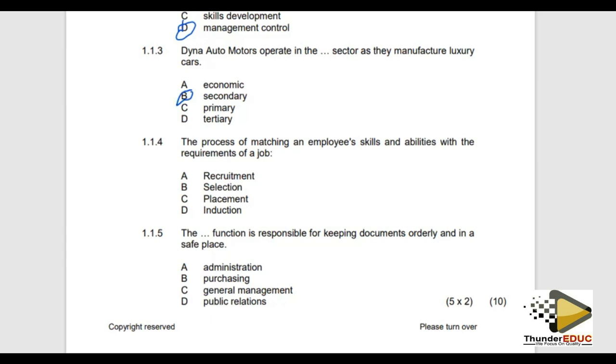So now, moving on to the next question, 1.1.4. It reads as follows: the process of matching an employee's skills and abilities with the requirements of a job. The options given are A, recruitment, B, selection, C, placement, and D, induction. Recruitment is when a company is looking for a new candidate to fill the gap. When looking for a new candidate, there are different platforms where a company can advertise such an opportunity to be given to a proper or excellent candidate, if any.